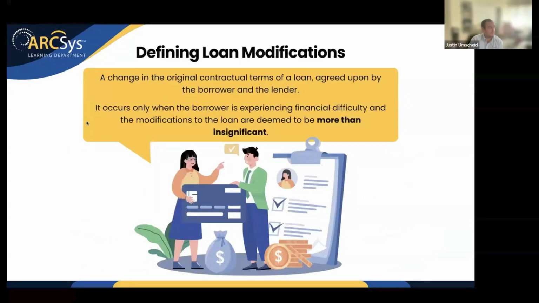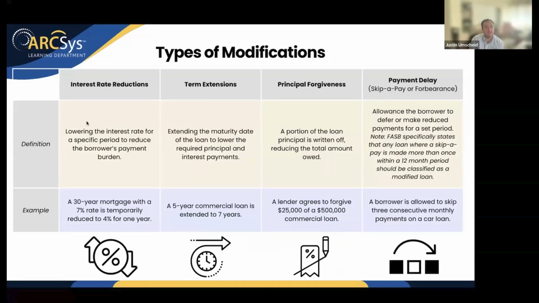All right. So first thing is just defining a loan modification, which really is a more than insignificant modification made to a loan agreement where the borrower is experiencing financial difficulties. So really kind of the same definition we've always had for modification. The one thing I guess they do specifically address here is something that's more than insignificant. So any modification that is going to have a more than insignificant impact to the expected cash flows of that loan.